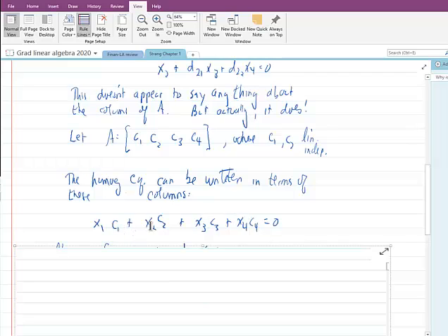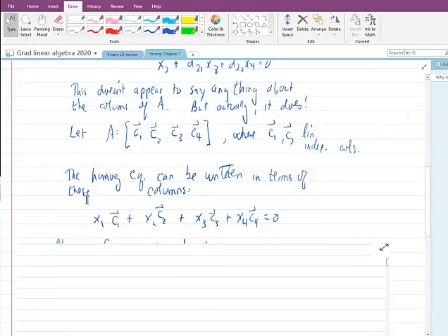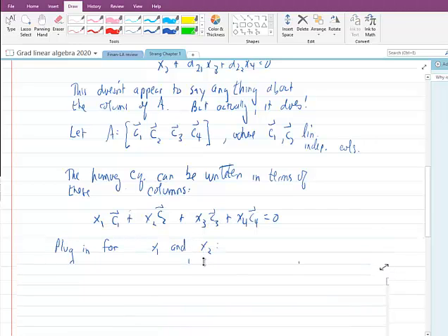Now note these C's are columns. I probably should have put arrows over them to indicate they're columns. There, I went back and put arrows over them so that you would remember that these are columns. So this is the homogeneous equation corresponding to the RREF that we showed above. All right, so let's see what this implies about the columns.